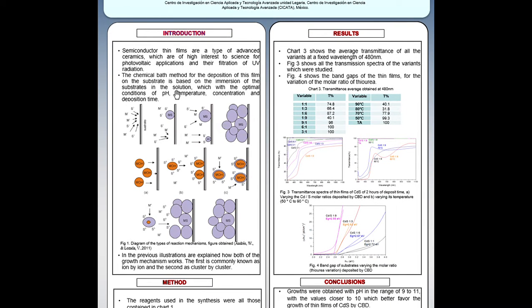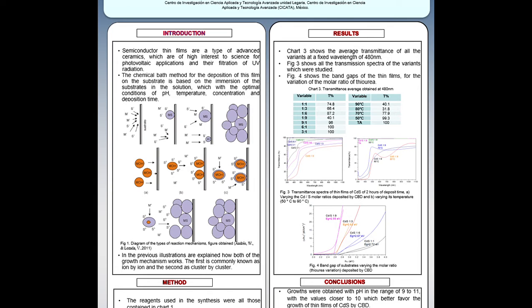Semiconductor thin films are one type of advanced ceramic, which nowadays has been studied due to its several applications in electronic devices and its use in UV filtration. The CBD, or chemical bath deposition technique, is based on the immersion of substrates in solution. It is an inexpensive way to obtain high-quality thin films. The quality depends on factors such as chemical composition, temperature, pH, and deposition time. All these factors can be controlled.